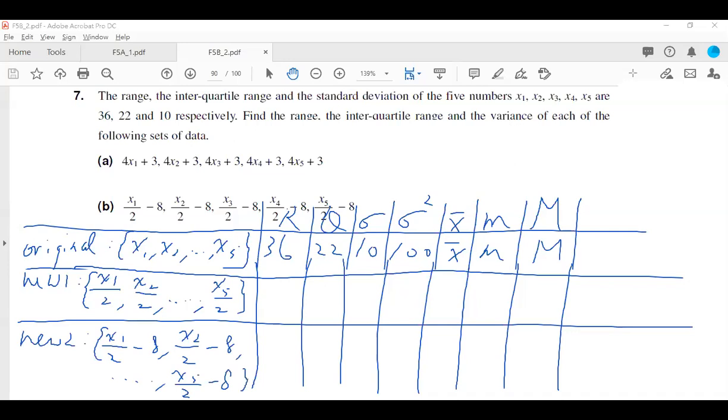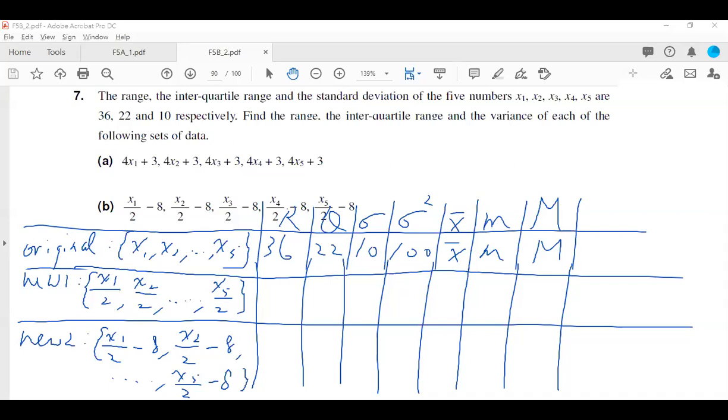Okay? So we need to identify the changes, the steps of the changes first. Okay? And then we do the change on the range and so on. Okay? So for the new one, the first change is divided by 2. When it's divided by 2, the dispersions will be divided by 2. Okay, so first 36 becomes 18. 22 becomes 11. 10 becomes 5.